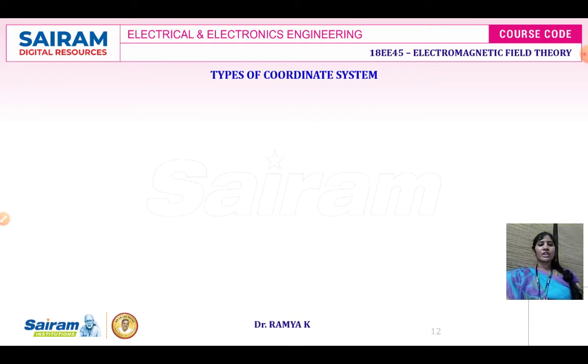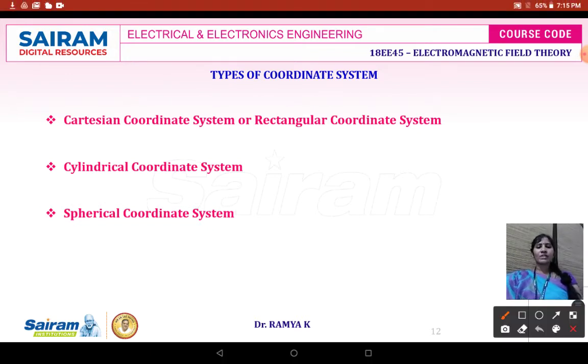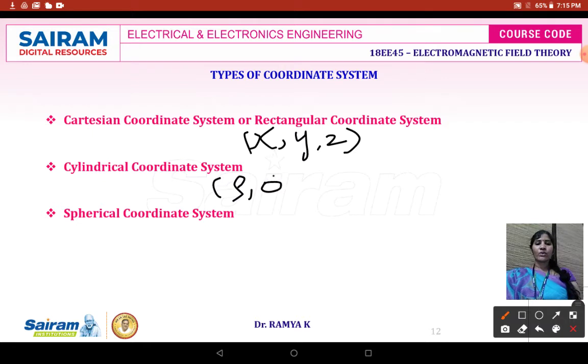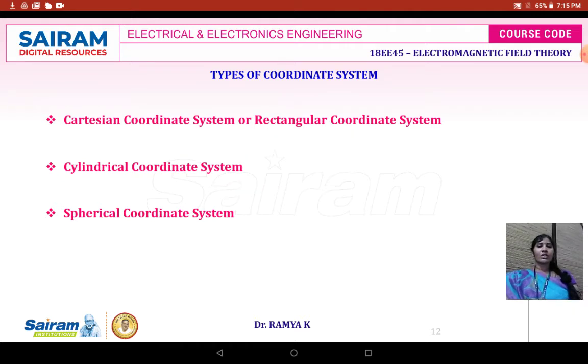So there are three different types of coordinate system. First is your Cartesian coordinate system. Second one is the cylindrical coordinate system. And third is your spherical coordinate system. So in what way are they differing? The ordinates of the Cartesian coordinate system are x, y, z, that is 3 axes. The ordinates of the cylindrical coordinate system are rho, phi, z. Spherical coordinate system is r, theta and phi. So these are all the ordinates of your coordinate systems.